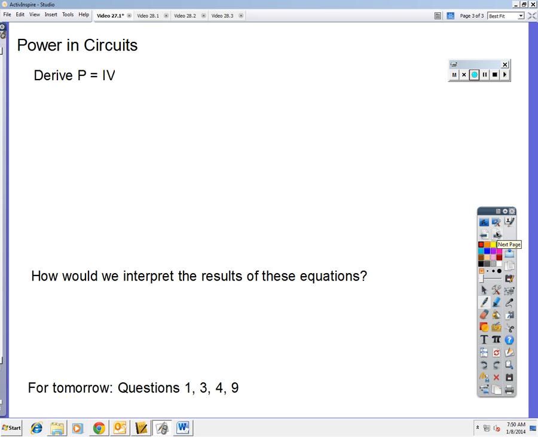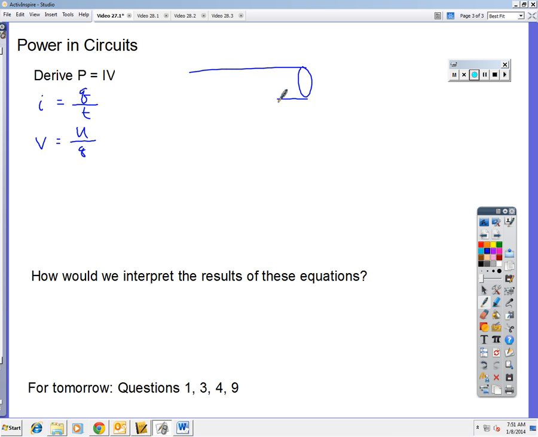Now the last thing for this video is the concept of power in electric circuits. Now you probably remember power equals current times voltage. But where does that come from? Now remember the definition of current, charge per unit time, and the definition of voltage, which is energy per unit charge. I should use something other than E for energy. Let's try using U.